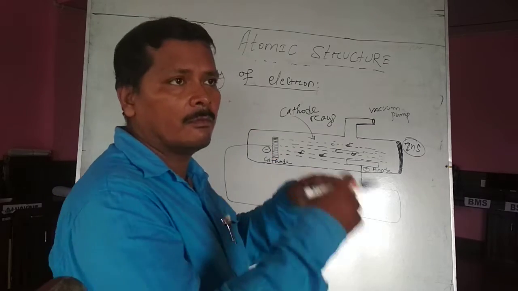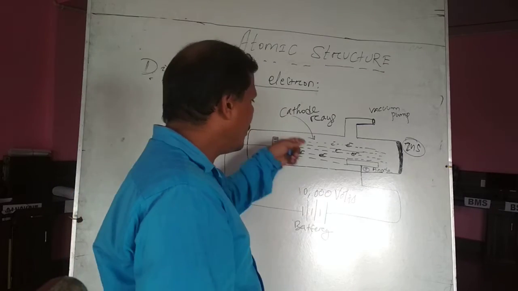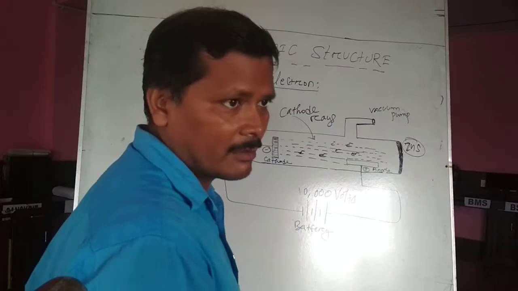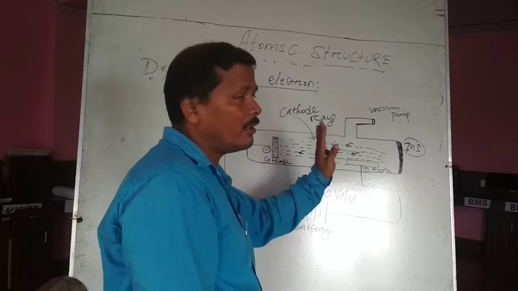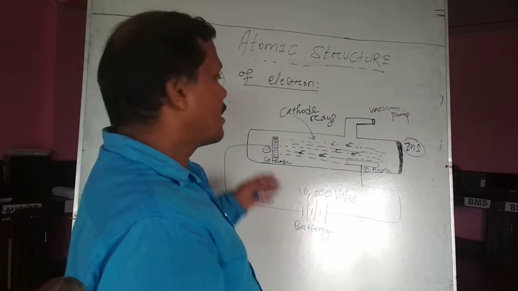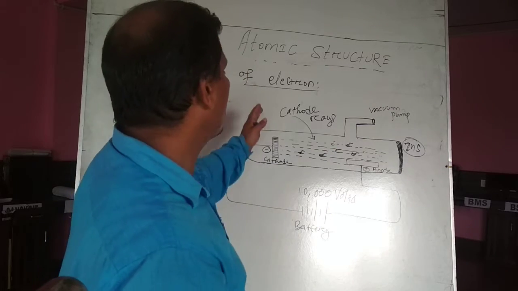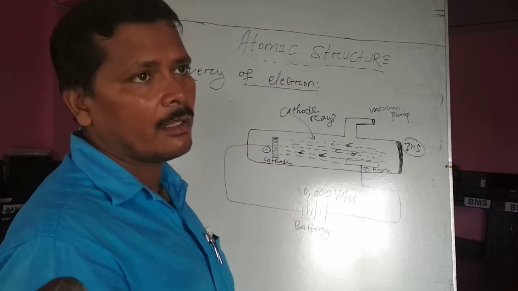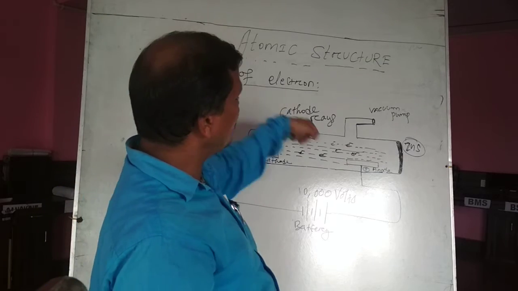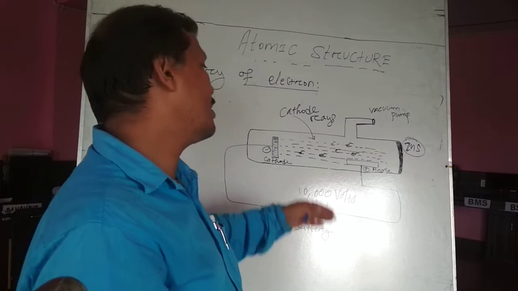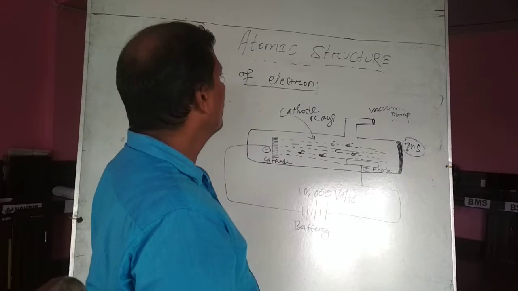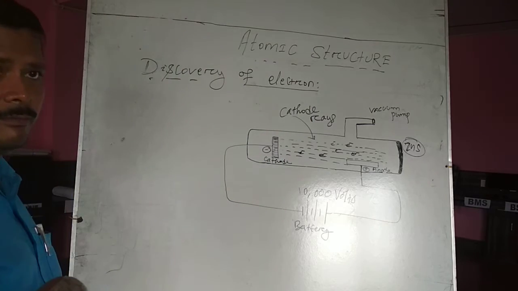molecules break down into atoms. Then the atoms, by gaining the electrical energy, ionize. Means electrons are removed from the atoms, and those electrons form a stream of electrons flowing from the cathode side to the anode side. Those rays are called cathode rays, and they contain negatively charged particles, which were later named as electrons. So this is how the electron was discovered.